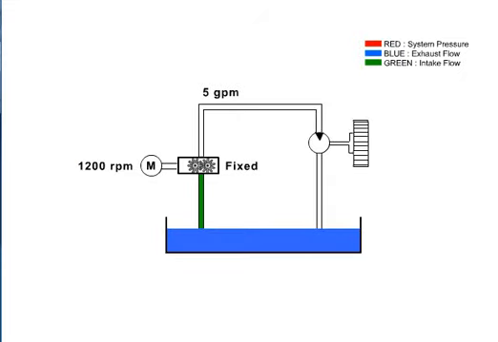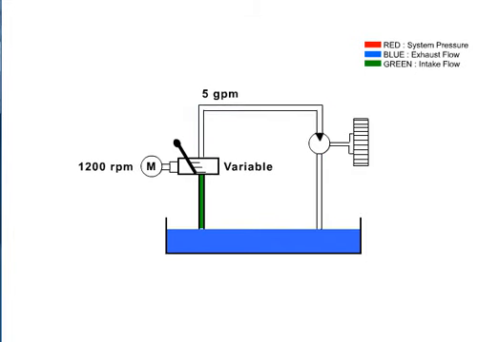In this example, a motor turning at 1200 RPM is driving a fixed displacement gear pump, producing 5 gallons per minute flow. The GPM can be changed if the RPM of the motor changes. When a variable displacement pump is used in the system, the GPM can be varied in two ways. As with fixed displacement pumps, the GPM will be changed if the RPM of the motor is changed. The second way is to vary the displacement of the pump.